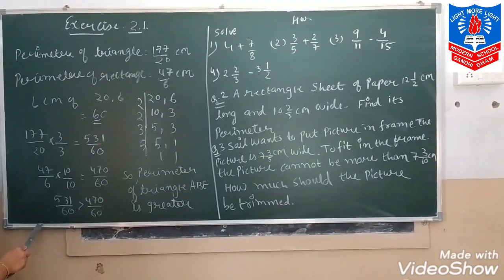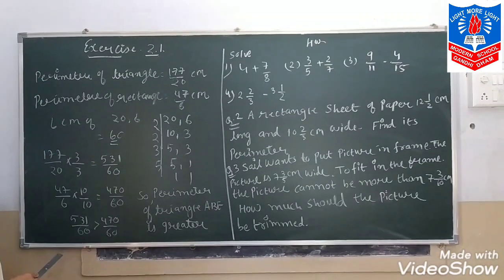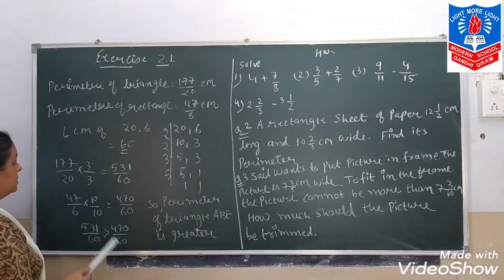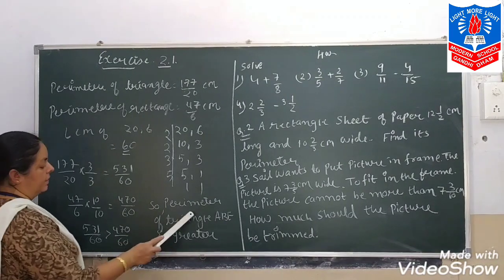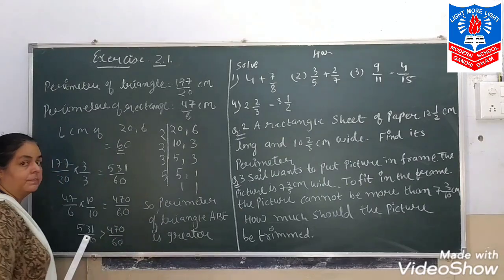531 is greater. The fraction 531 upon 60 corresponds with the perimeter of the triangle. So the perimeter of triangle ABC is greater.